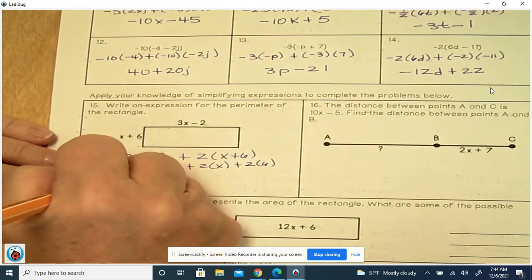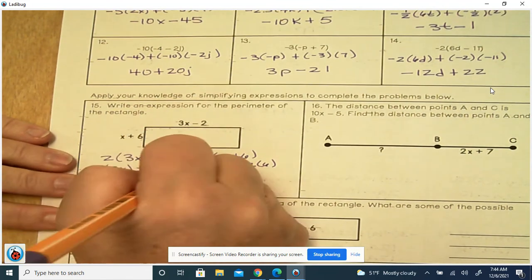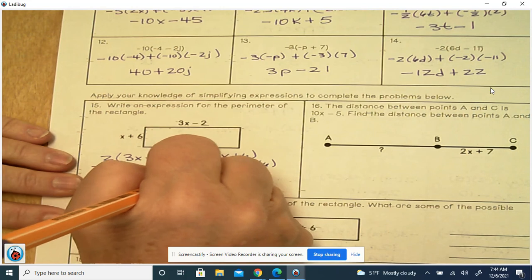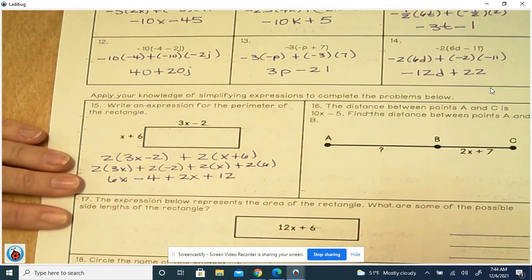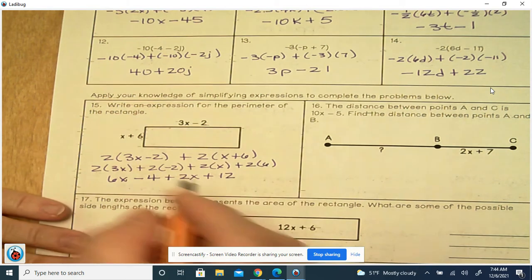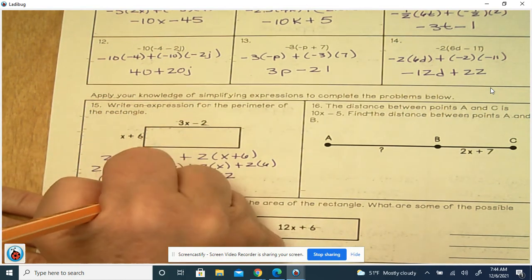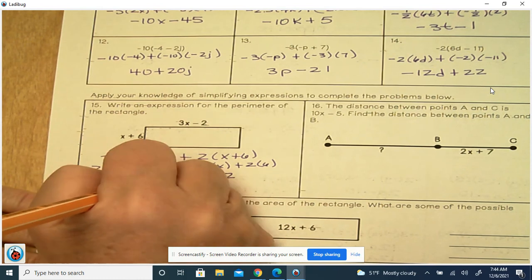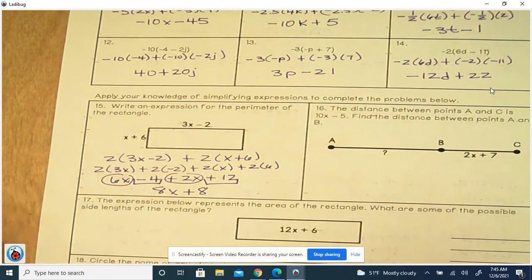So that's 6x. Negative 2 times 2 is negative 4, plus 2 times x is 2x, plus 2 times 6 is 12. And then when we combine like terms, 6x plus 2x is 8x, and a negative 4 plus 12 is plus 8.